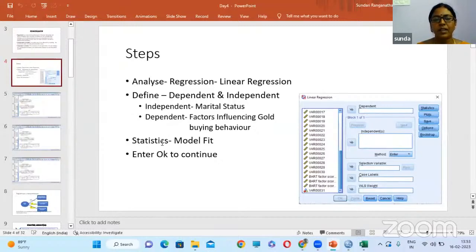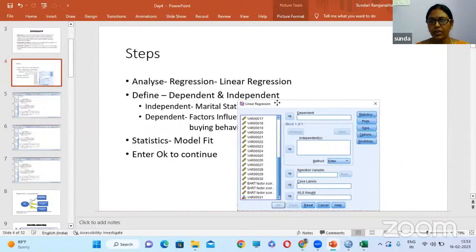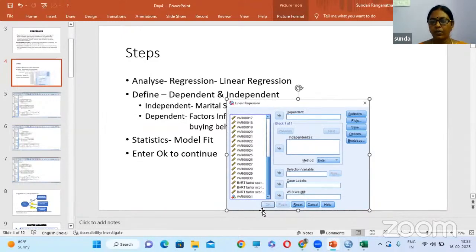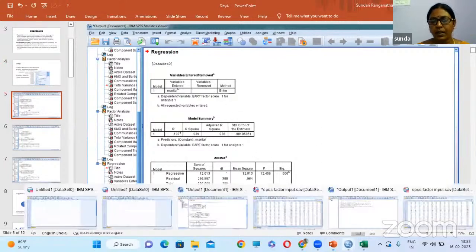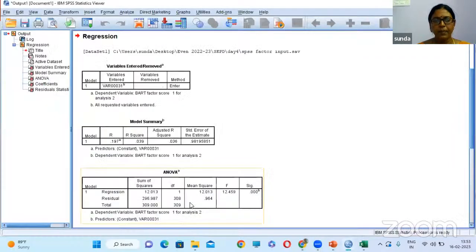And then under statistics model fit, you have to choose the level of significance and then continue. You have to continue. You will have these screens appear. You have to check these screens and then your results will appear like this. This is what is shown here in your results slide. For each and every factor, when you are measuring, your results will appear like this. This is the result sheet, output sheet.